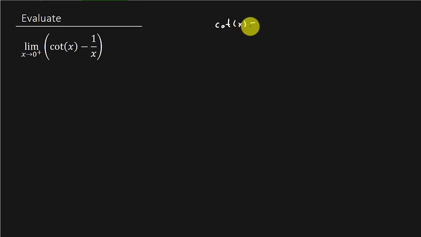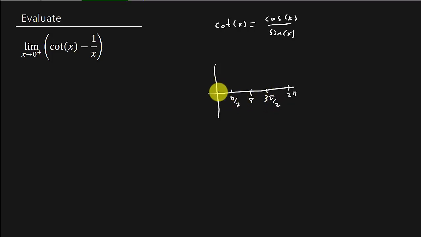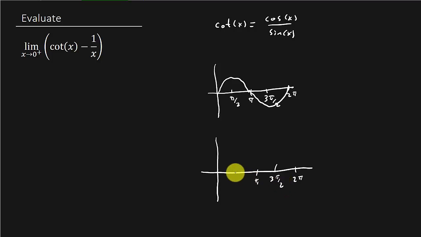So we know cotangent x, and this isn't really part of the work, this is just to show you something, is cosine x over sine x. And we see that, let's do 2 pi, 3 pi over 2, and pi over 2. And we know sine looks like this, and we know cosine looks like this.